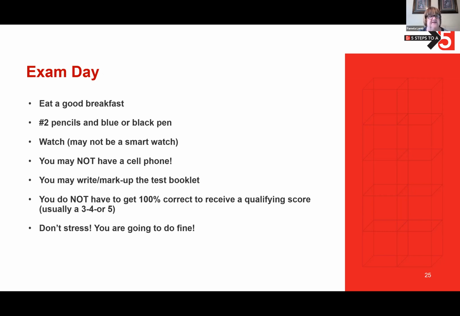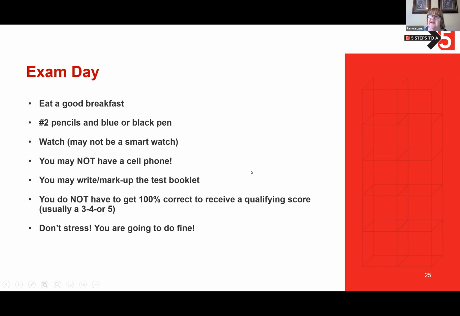You can write on the test booklet as you take the test, and I always suggest that's a good idea. As you're taking the test, mark up the test booklet, use that process of elimination to take out questions or answers that you know are definitely not correct, and help yourself narrow it down to the best answer.